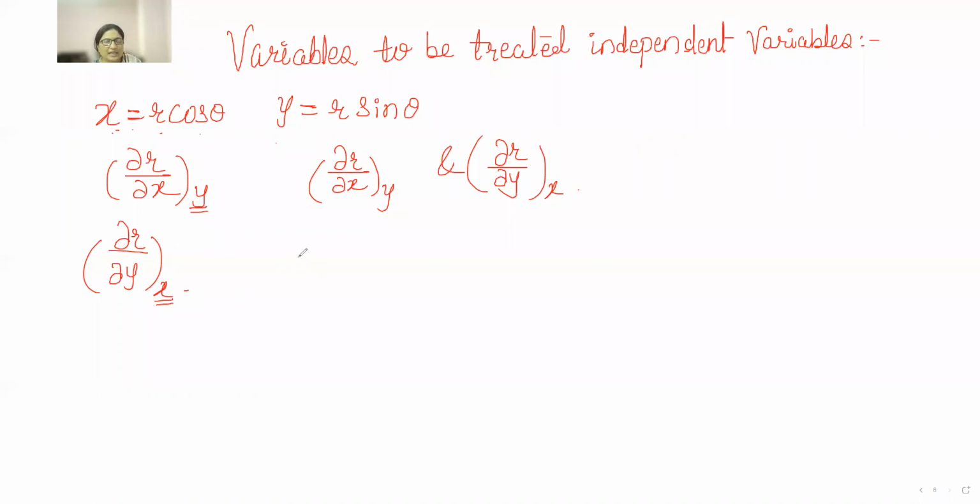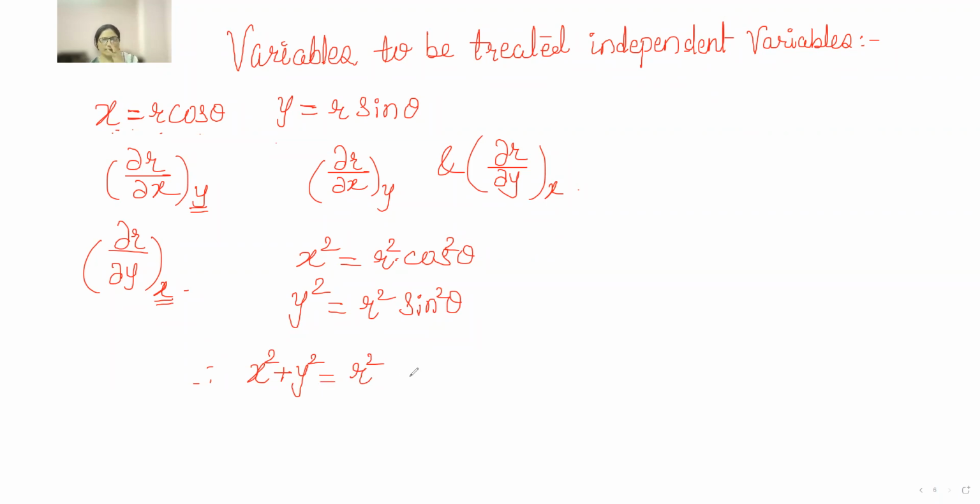How do we do that? Taking square on both sides. So x square becomes r square into cos square theta, and y square becomes r square into sin square theta. Adding these two terms, x square plus y square is equal to r square into, in bracket, cos square plus sin square theta, that is 1. Means r is a function in x and y. Then and only then we can take the derivative. If you are not converting the given function into r as a function of x and y, then you are not able to take the derivative.